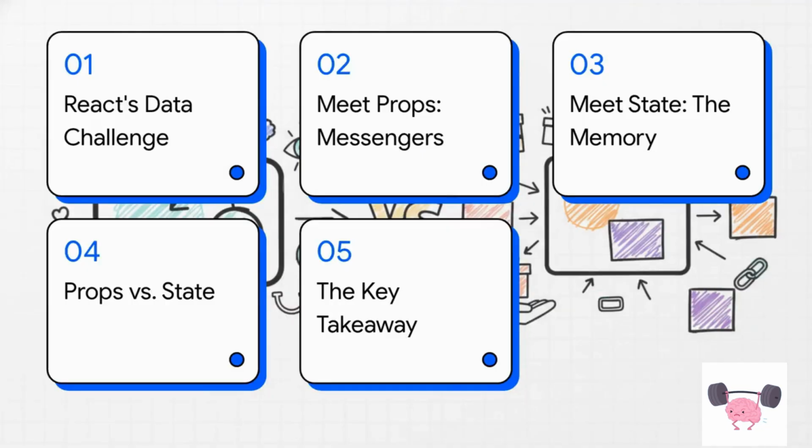So here's our game plan. We'll kick things off with the core data challenge that React was built to solve. Then we're going to meet our two main characters, props and state. After that, we'll put them head-to-head to really see what makes them different. And we'll wrap it all up with the key takeaway you absolutely need to remember.